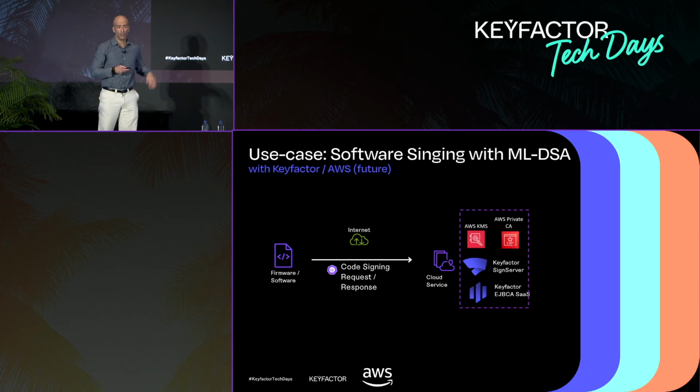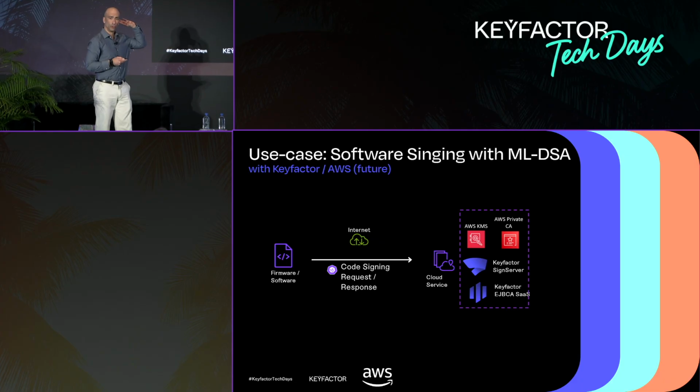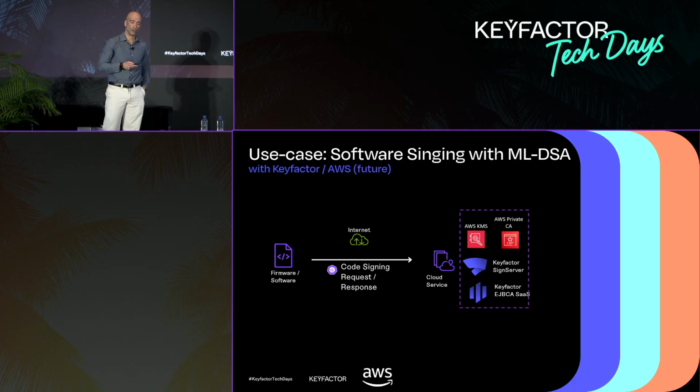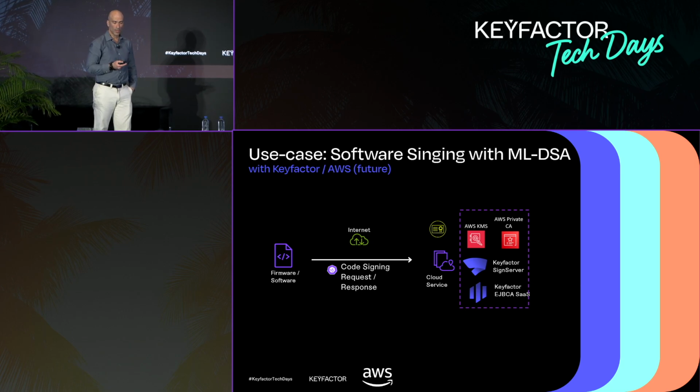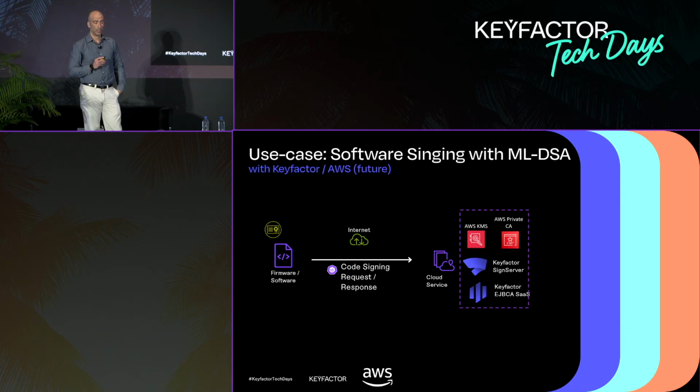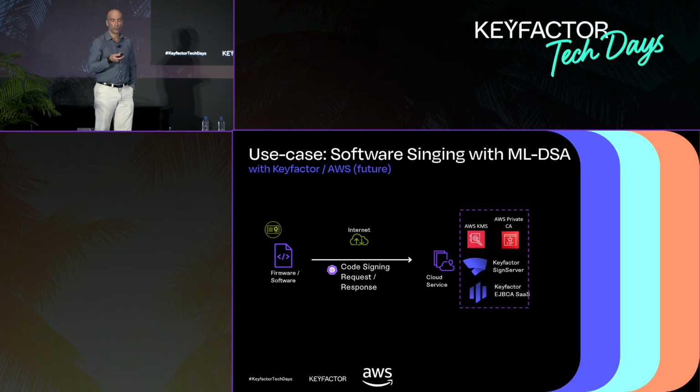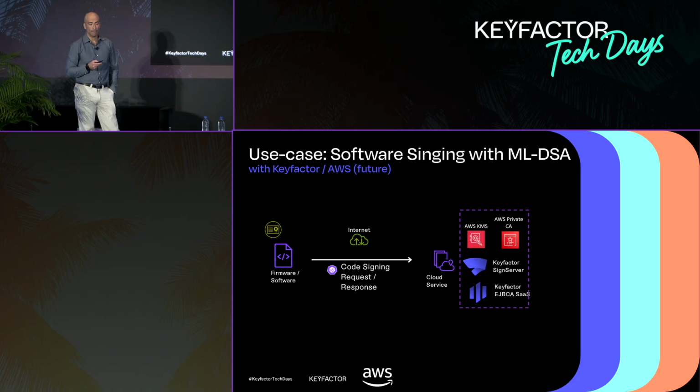So basically, you send a request to sign your software. The example here is in the cloud, but it doesn't really matter. It could be on-prem as well. And the signing service will give you this new signature that will be carried together with the software for the verifier to verify it before loading up the software. So that's a typical software signing use case that we have.